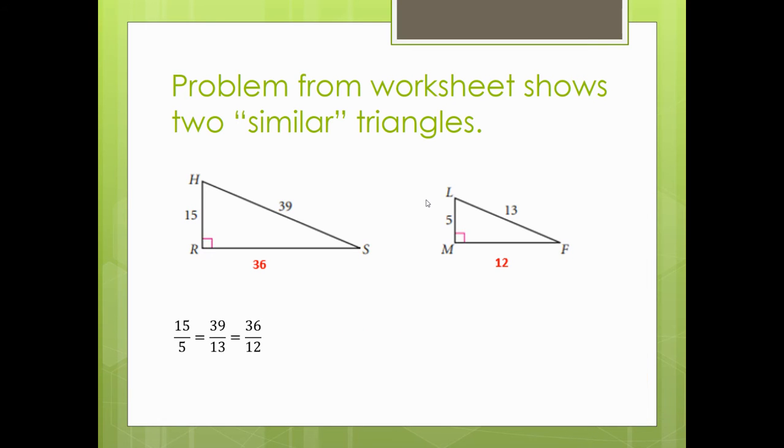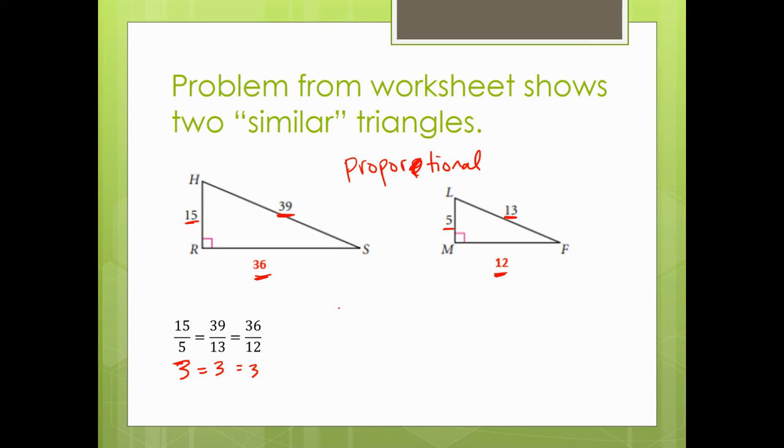Okay, so now here's a problem from the quizzes we did, or worksheet, depending on which class this is. But we had to find the missing side, 36 and 12, and then we look at all these ratios and we notice something. If we compare 15 divided by 5, it's equal to 3. And then if we compare the hypotenuses together, it's also 3. And we compare that missing side, it's also 3. So that's what I mean when I say similar figures are proportional. So we get all these ratios that are the same.